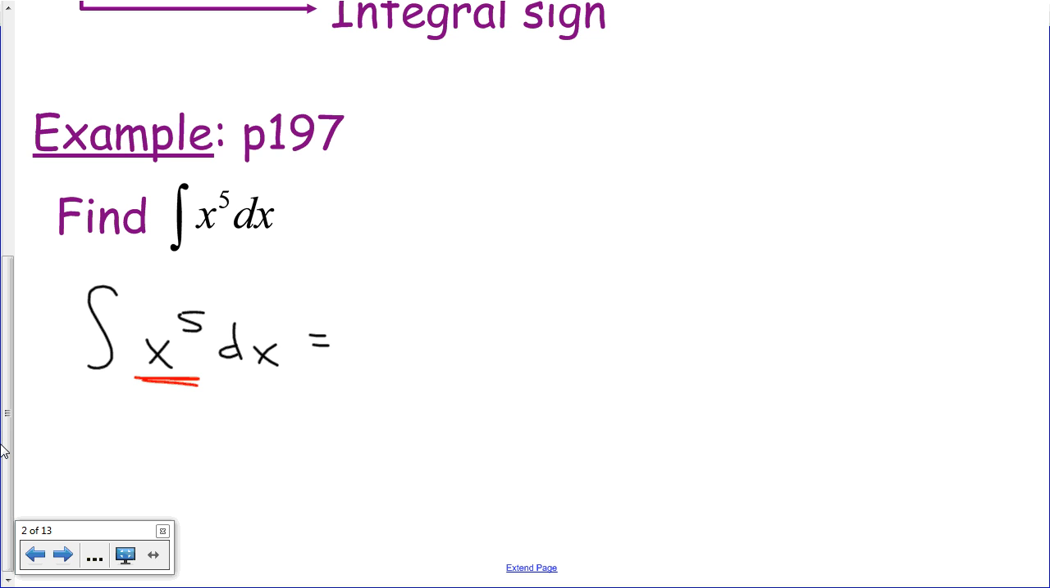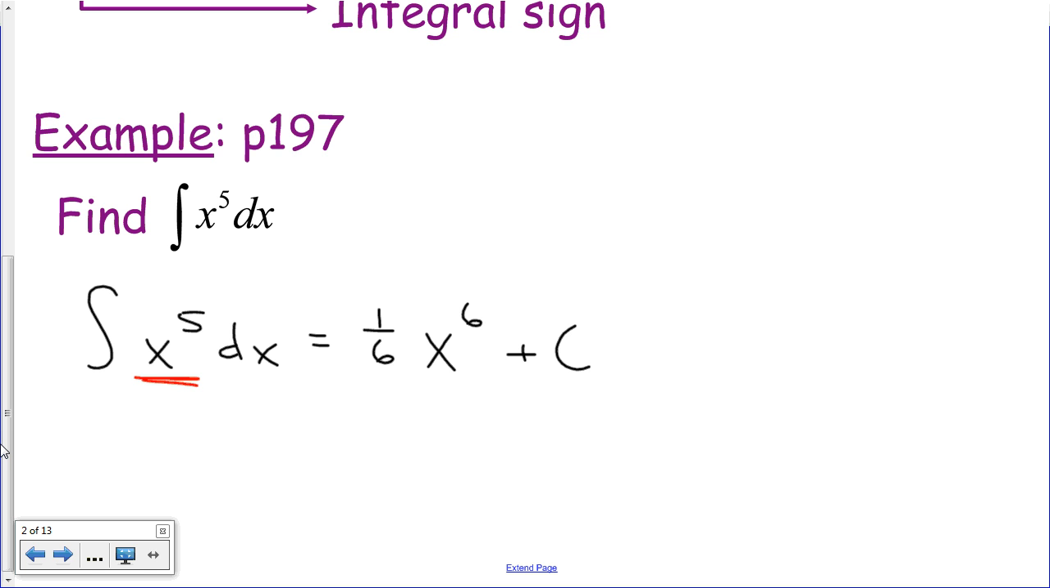So since it's a power function, I know that I add 1 to the exponent, so it's x to the 6th. I have to multiply by the reciprocal, or really I'm dividing by that exponent, if you will, but multiplying by 1/6 is the same thing. And then add c to that. Okay, so there's how we would evaluate this indefinite integral here.